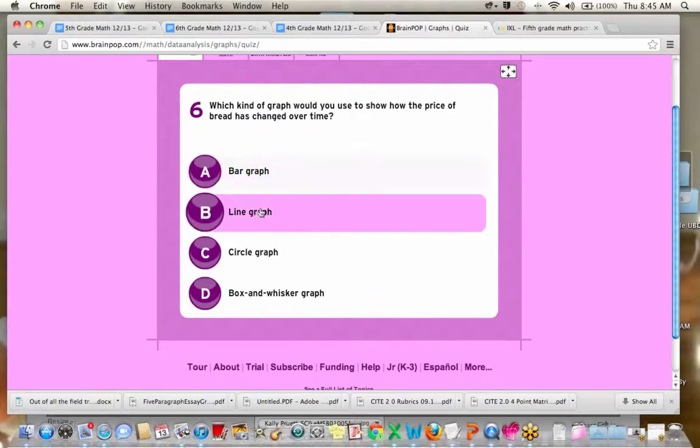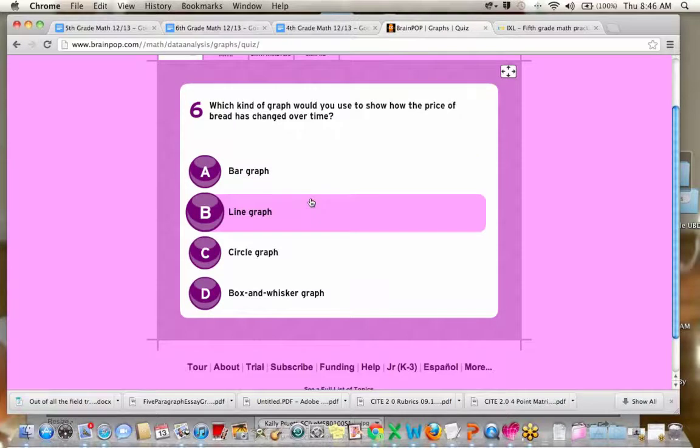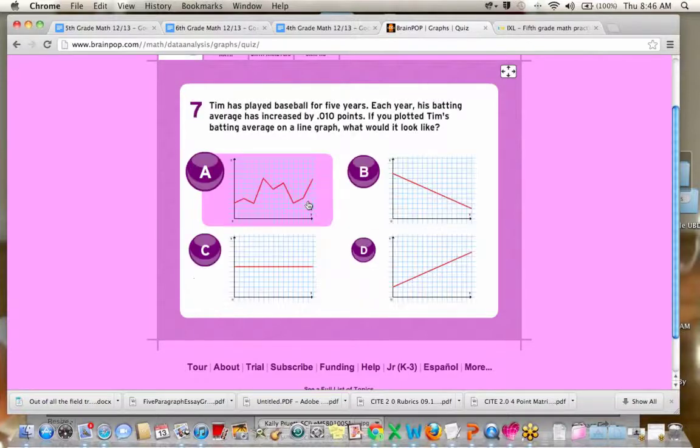Ooh, it's either A or B. Type into the chat which one you think is a better choice, A or B. Okay, I got 1 vote. Okay, I got another vote, and more people, it looks like. Oh, wow, we might be split. Okay, so, wow. Looks like slightly more people said line graph.